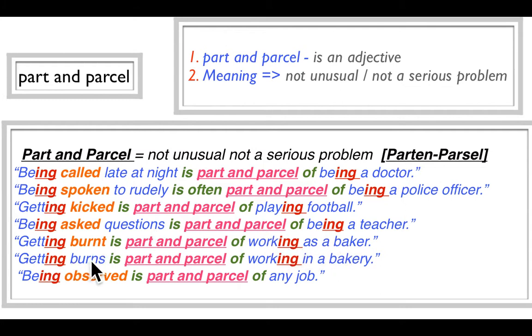Getting burns, here we use the verb, and now I'm using the noun. Getting burns is part and parcel of working in a bakery. So here I just put in burns instead of the verb form, just to show you burnt and burns. Baker is the person who makes bread. Bakery is the place where it happens. And finally, being observed is part and parcel of any job. So being observed means somebody observes you, not that you're observing anybody else.